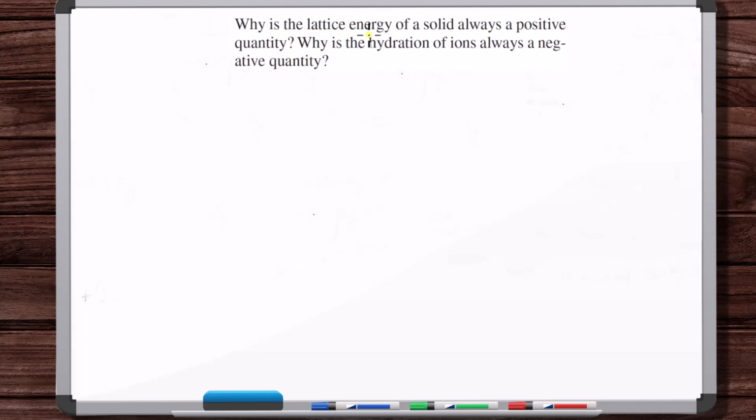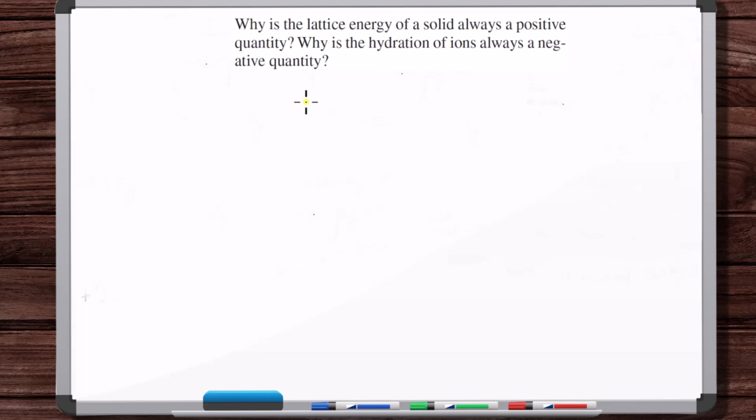Why is the lattice energy of a solid always a positive quantity? Why is the hydration of ions always a negative quantity? All right, so why is the lattice energy of a solid always a positive quantity? Well, think about this. Lattice energy, we just talked about, is the energy required to completely separate 1 mole of a solid ionic compound into gaseous ions. That's always going to be an endothermic process.